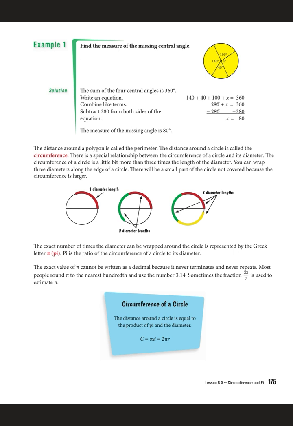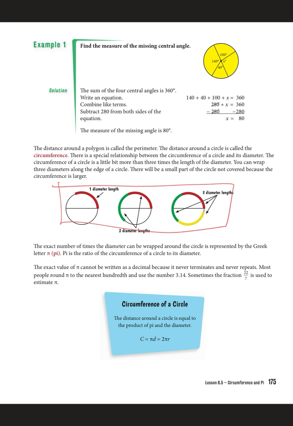They give you a diagram here of how they calculate pi. Make sure you take a look at that. The circumference of a circle is a little bit more than 3 diameters of that same circle. The exact number of times the diameter can be wrapped around the circle is represented by the Greek letter pi. Pi is the ratio of the circumference of a circle to its diameter. The exact value for pi cannot be written as a decimal because it never terminates and it never repeats.